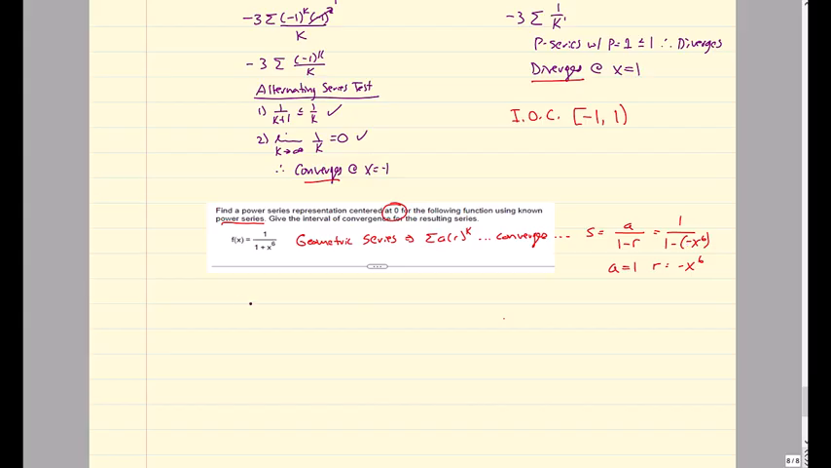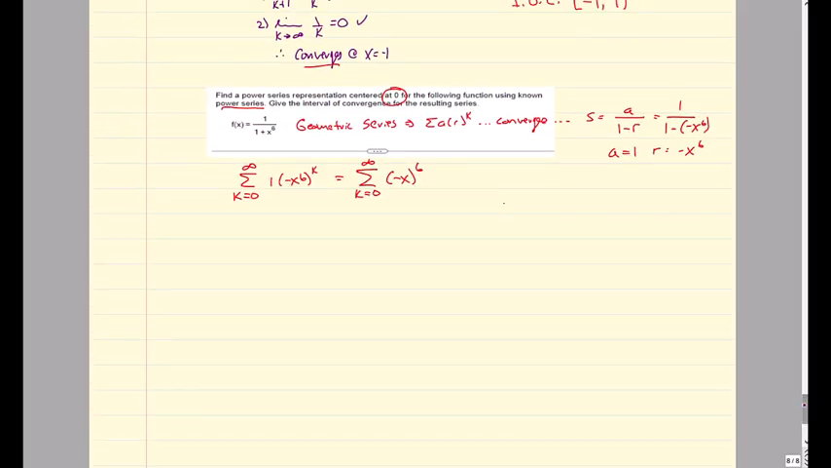So I could rewrite this then as the geometric series k equals 0 to infinity of a, which is 1, times r, which is negative x to the 6th, to the k or the n, however you want to write that. And that would be my series. So I get k equals 0 to infinity of negative x quantity to the 6th. The 1, of course, doesn't end up having an effect here. So that's kind of what I'm looking at.